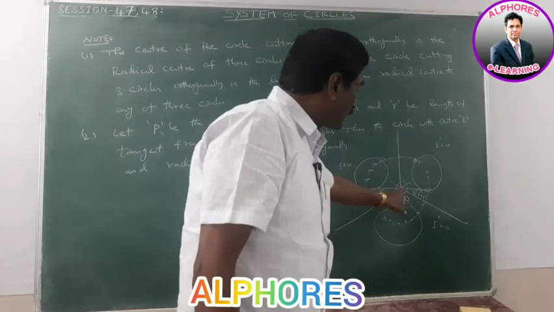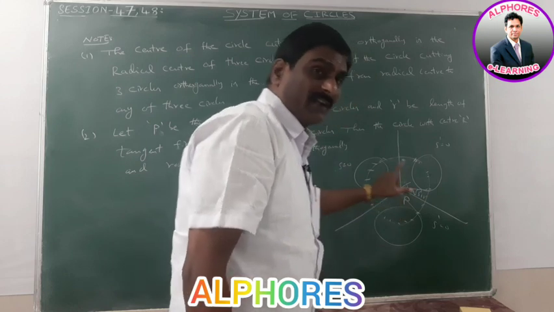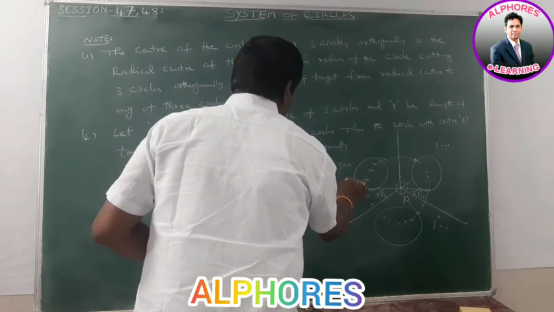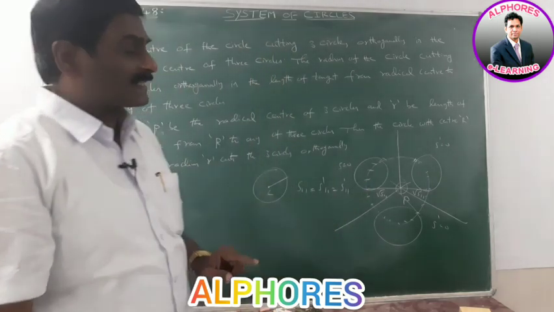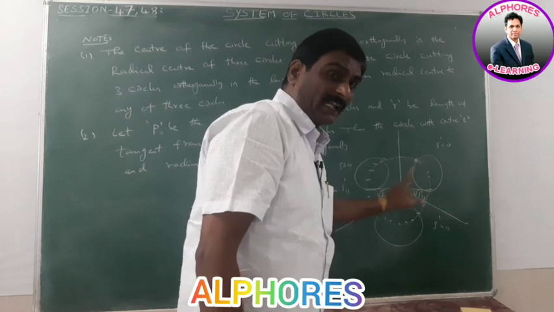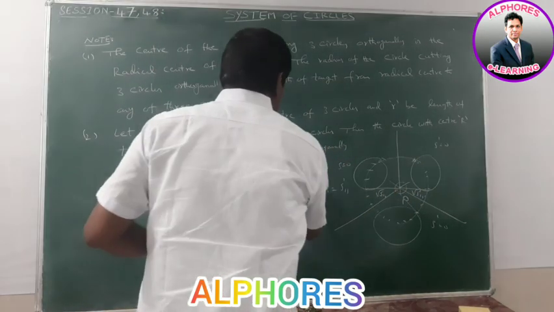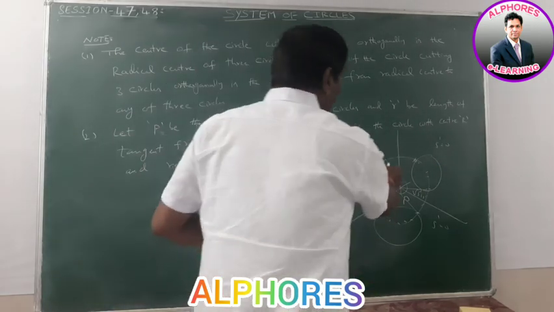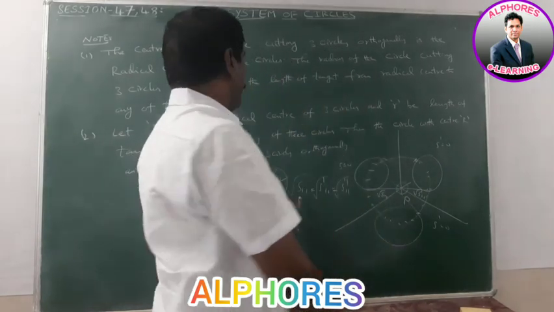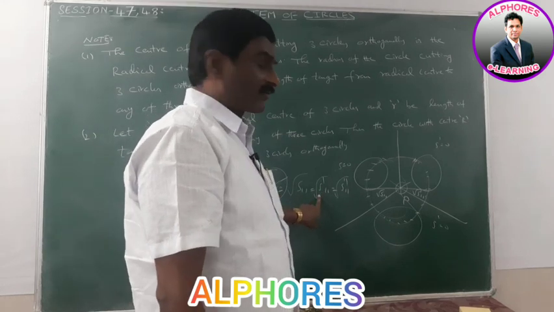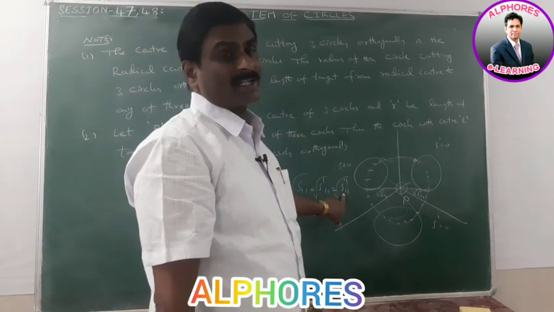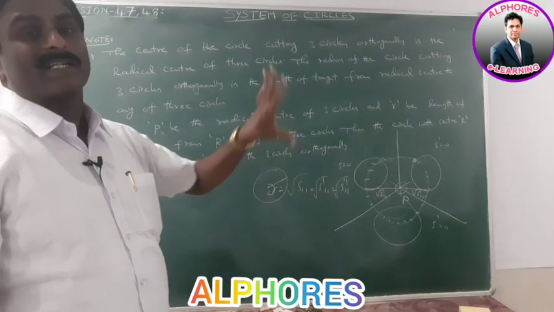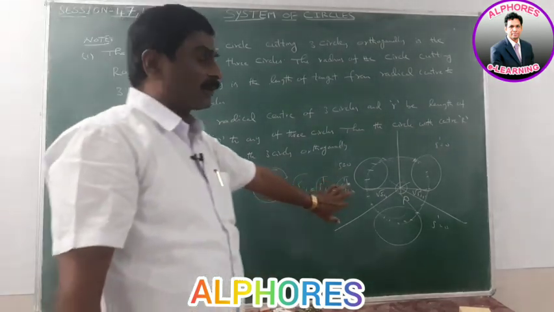But all of these are equidistant from the radical axis. That means S11 = S'11 = S''11. The powers of the radical center with respect to the three given circles are equal. That means root S11 = root S'11 = root S''11. So the radius of this required circle is R = root S11 or root S'11 or root S''11. By using the center and radius, we get the equation of the circle which cuts the given three circles orthogonally. Very, very important concept.